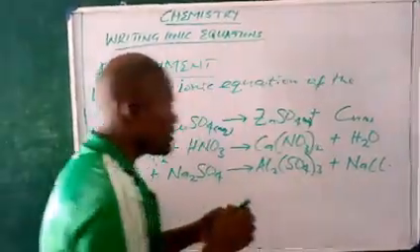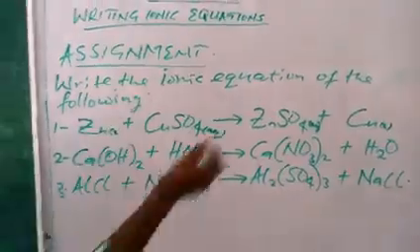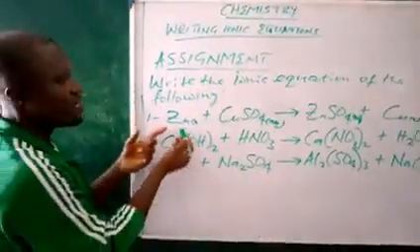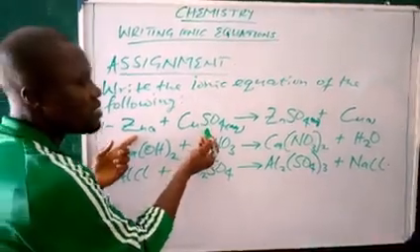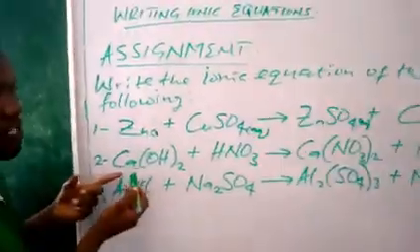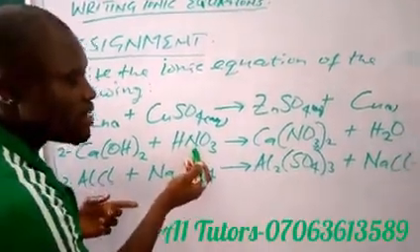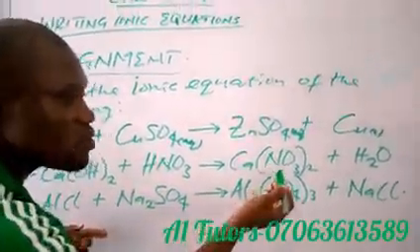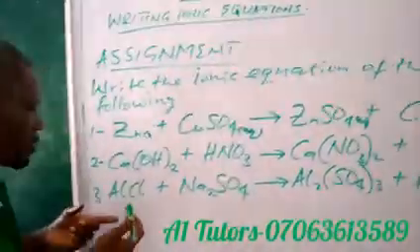Here are the assignments that you have to work on. Write the ionic equation of the following. Zinc reacting with copper 2 tetraoxosulfate 6 acid to give us zinc sulfate and copper solid. Then calcium hydroxide reacting with trioxonitrate 5 acid to give us calcium trioxonitrate 5 salt and water molecule.